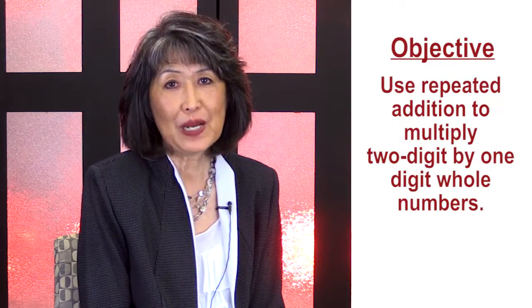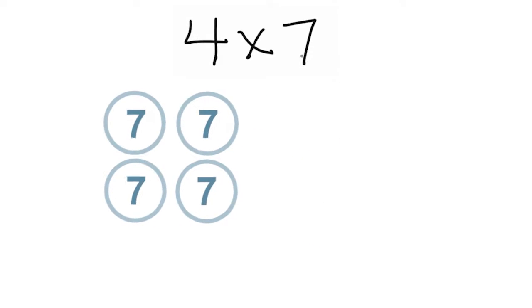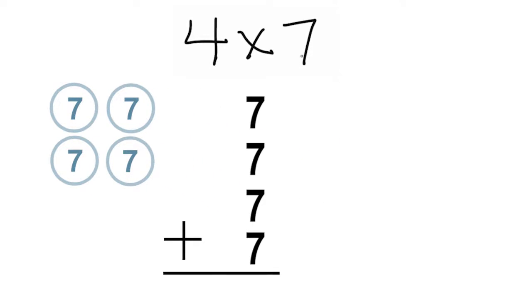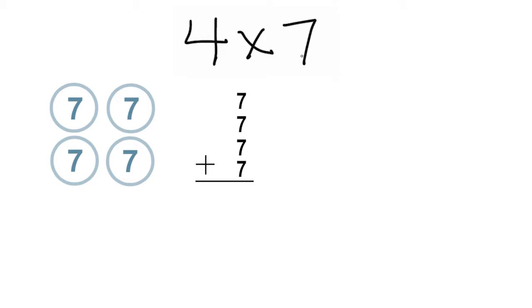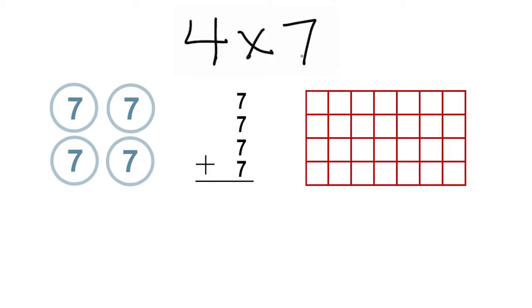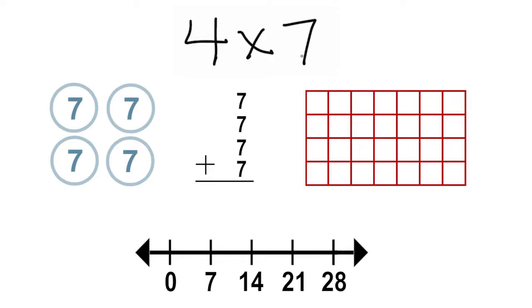The objective of this lesson is to use repeated addition to multiply 2-digit by 1-digit whole numbers. In third grade, students learn different ways to think of a multiplication expression. For example, first, with 4 times 7, they could think of 4 groups of 7, or next, 7 added together 4 times, as an array with 4 rows with 7 in each row, and last, on a number line as 4 jumps of 7.